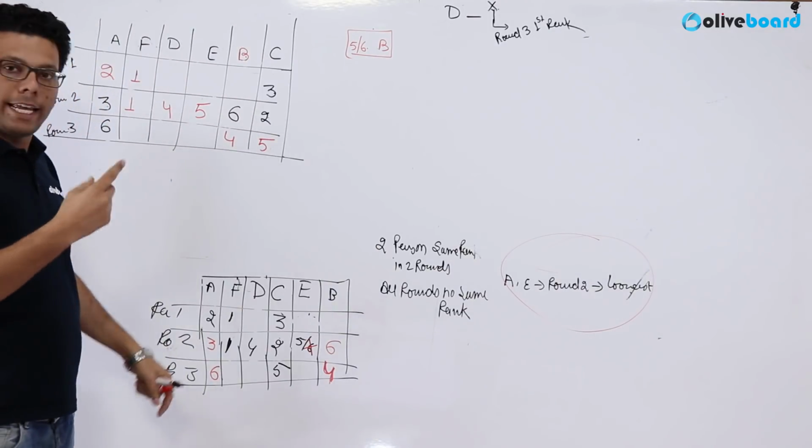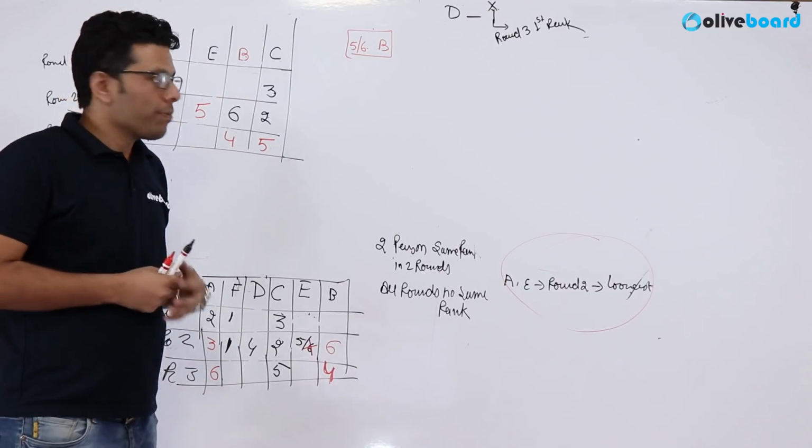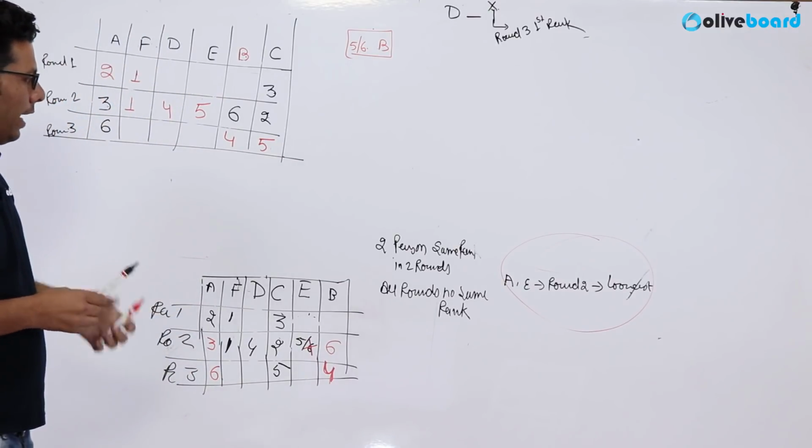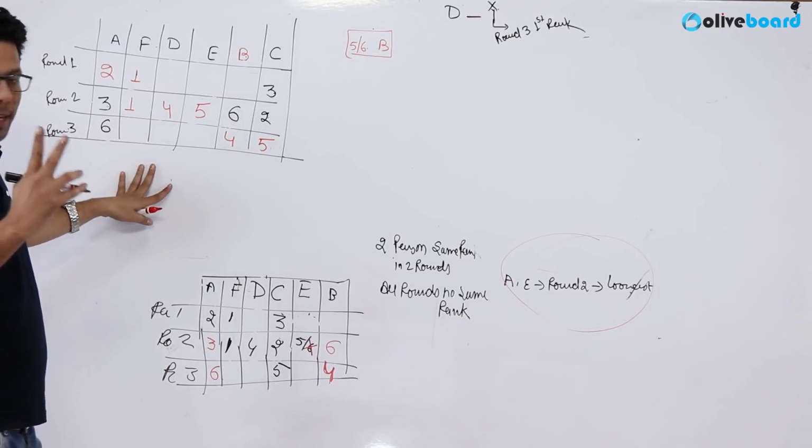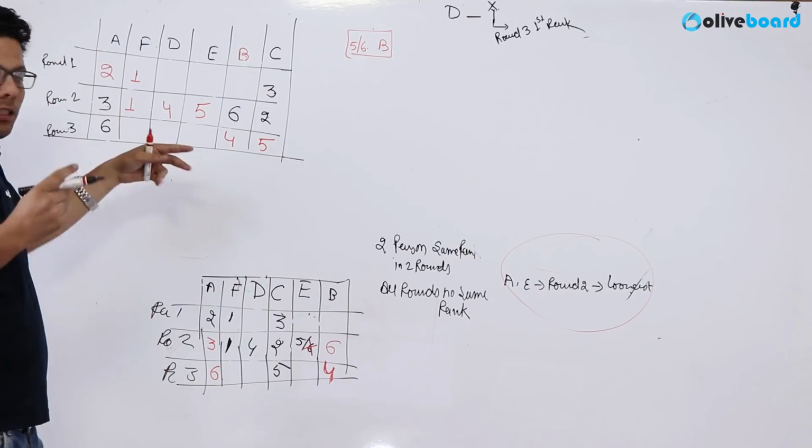Okay, let's move to the next data. So here we have the analysis that only 2 persons have the same rank in 2 different rounds.